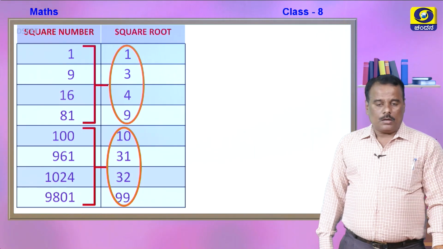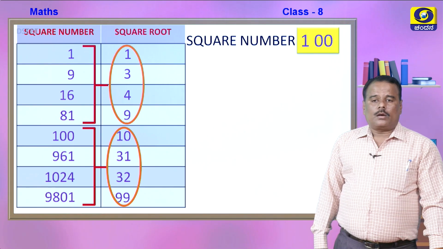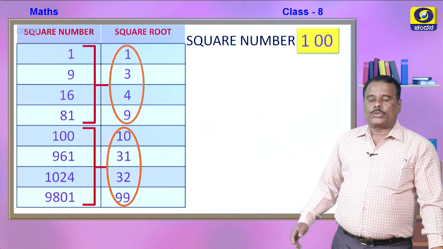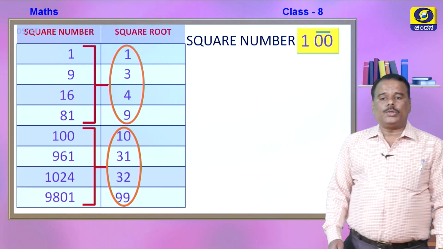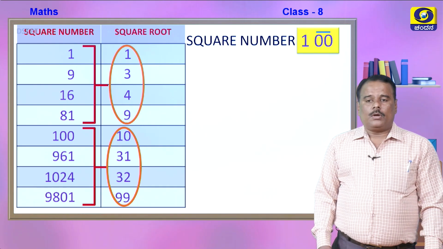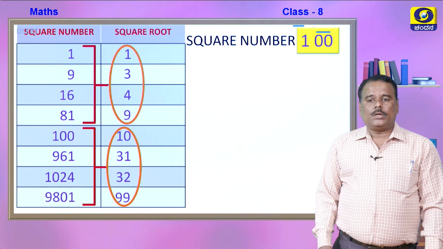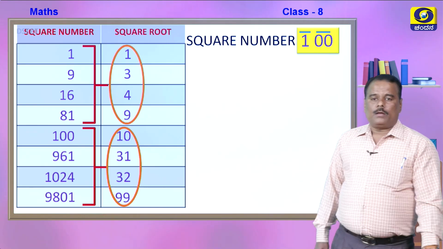What does it mean? It means a square number, consider 100, we can group it into two groups. Starting from the units place, we count 2 digits together and make one group from units to tens. Then we go to the 100th place and there is one more group. So, we have two groups in 100.